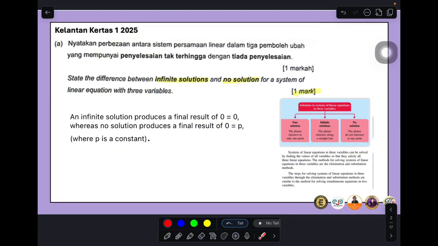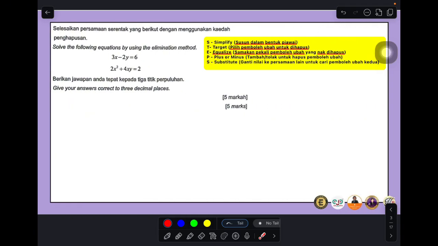Okay, so kita move on to the next question. Kita pergi bahagian D, where the question asks you to solve the following equations by using the elimination method, menggunakan kaedah penghapusan. So remember that normally for simultaneous equations, you may use the substitution method, right? But in this case, you must use the elimination method. Kalau guna kaedah substitution, even if your answer is correct, you cannot get marks.